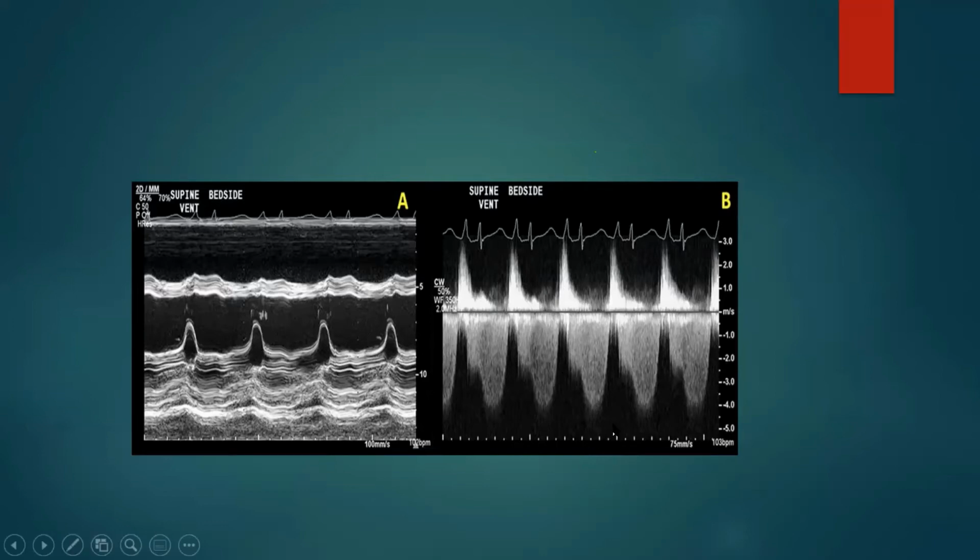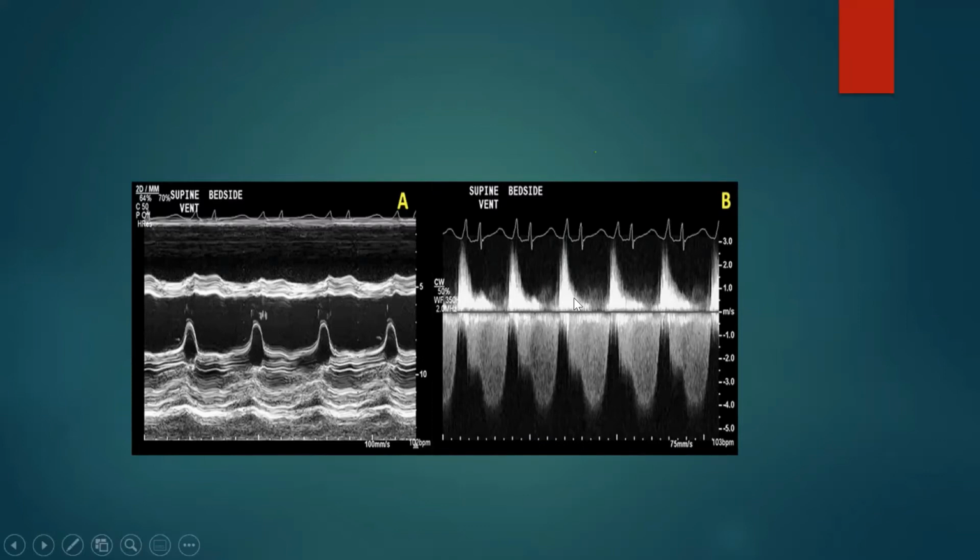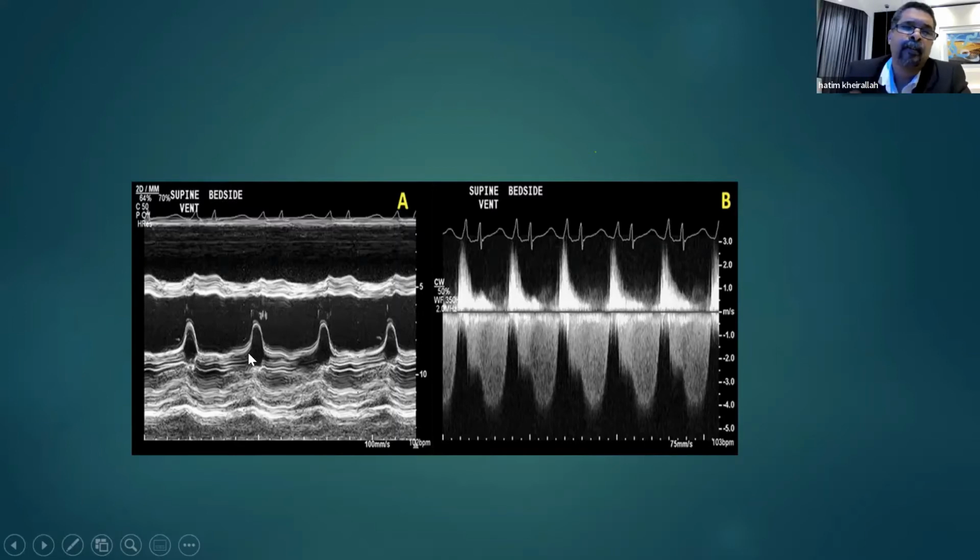With a sharp deceleration time, very sharp. This one here. Okay. And also on the M mode, this is a mitral valve with premature closure. Yes, very good. This is premature closure of the mitral valve.